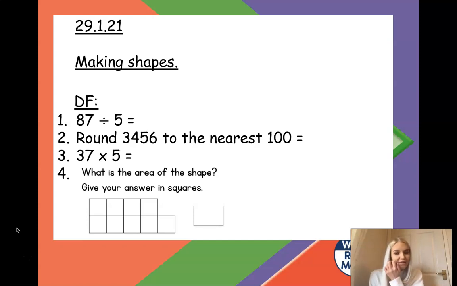Okay, 87 divided by 5. This is 17 remainder 2. You could have used various methods to work this out, such as the part-whole model or a place value chart and counters, or even base 10.